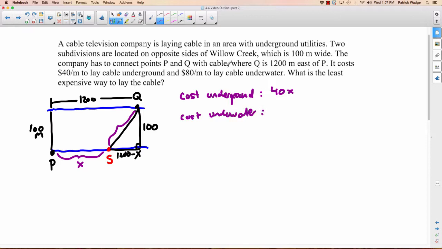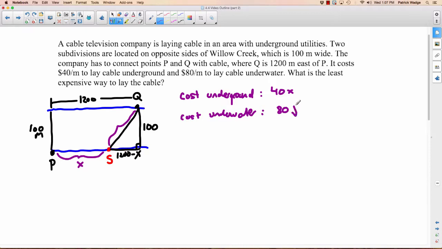Because how much does it cost there? It costs $80 per meter. So it's going to be 80 times whatever this is. What's this going to be? Well, it's going to be this squared plus this squared equals that squared. Or in other words, it's going to be the square root of this squared plus that squared.